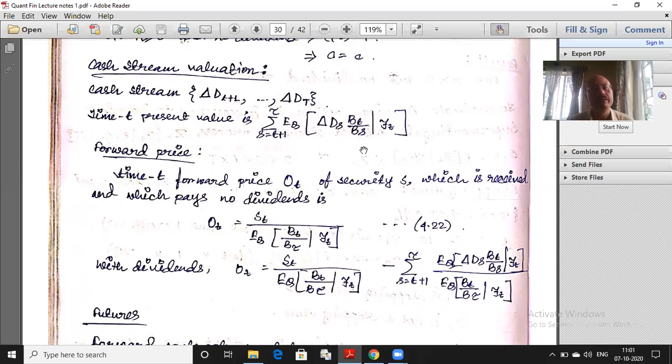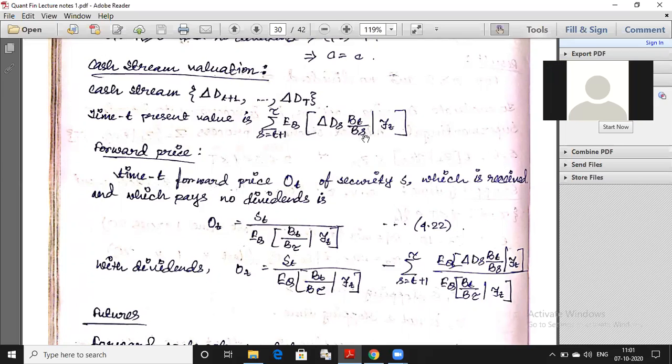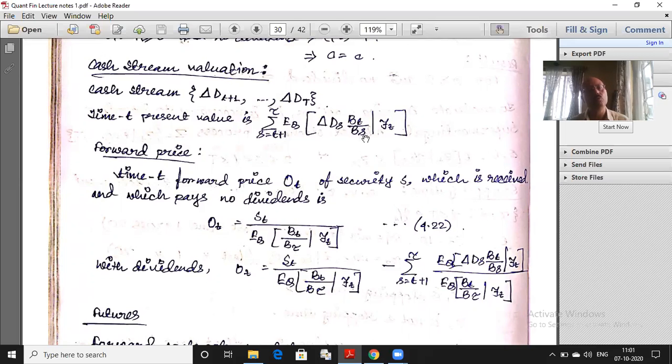So delta Ds divided by Bs brings it to the time 0 valuation. So that is equivalent to whatever the value would be at time 0. But then I will again put it in the bank and it will grow up to time t. And how much is the growth? That growth will be given by Bt. So that is why the valuation of the cash payment at time s to be evaluated at time t will be given by this expression.